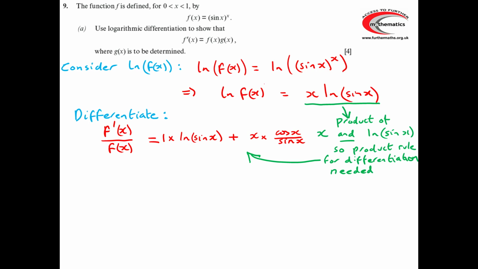Derivative of sine x is cos x. So we're ending up with, having used the product rule, that f dash x over f of x is the same thing as 1 times the logarithm of sine x plus x times cos x divided by sine x. It's important to notice that we needed to use the product rule to effect that differentiation of the right-hand side.